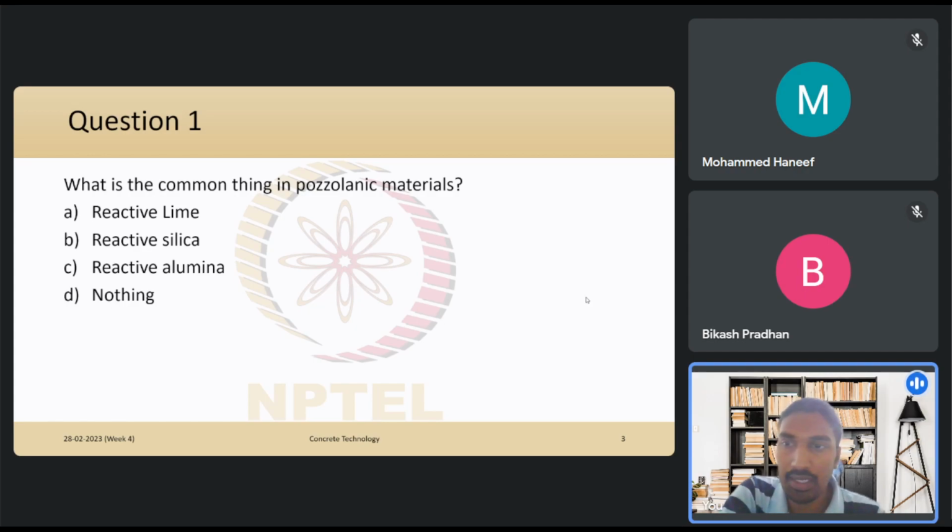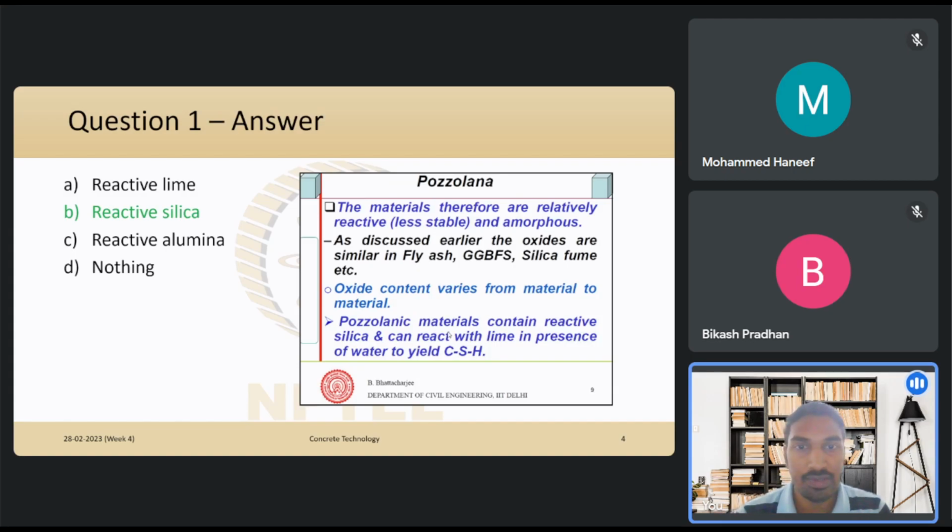Okay, we have one vote each for reactive lime and reactive silica. Okay, let's take a look at the answer now. The right answer is option B, reactive silica. In all the different pozzolanic materials, they contain reactive silica. By addition of these admixtures as replacements for cement, during the hydration it is this reactive silica that will react with lime to produce the CSH gel, right? That will contribute to the strength. So what is common between all the different pozzolanic materials is the reactive silica.